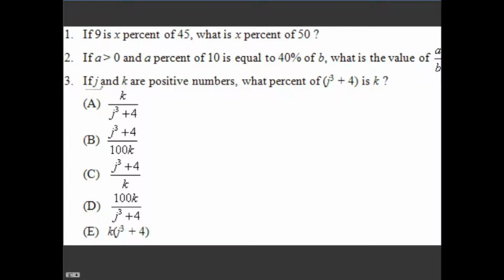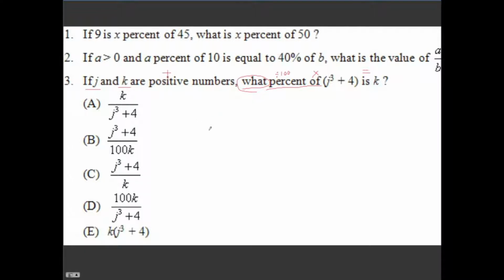Okay, so for number 3, if j and k are positive numbers, what percent of, so percent means divided by 100, of means multiplication. So percent of, that's just a common phrase that you will have to memorize, you will have to know. Hopefully you know that already. So j3 plus 4 is k, means equals. So we're trying to find what percent of.